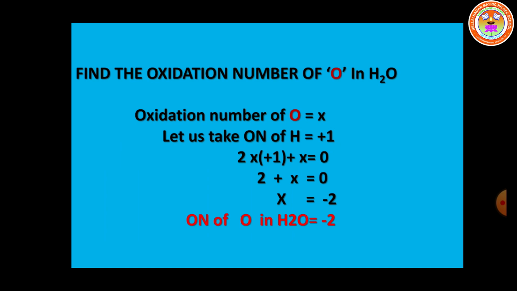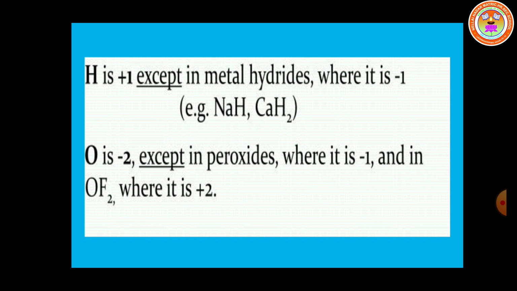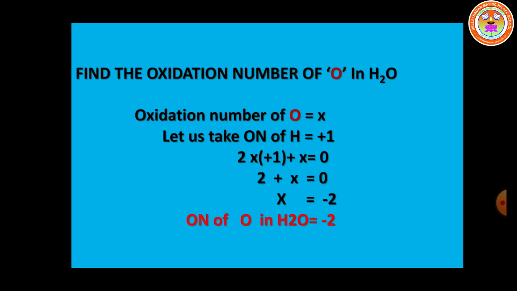And let us take the oxidation number, ON means oxidation number, of hydrogen as +1, because we already discussed some rules for assigning oxidation numbers. From the rule, hydrogen oxidation number is +1 except in metal hydrides. So we are taking the oxidation number of hydrogen as +1.